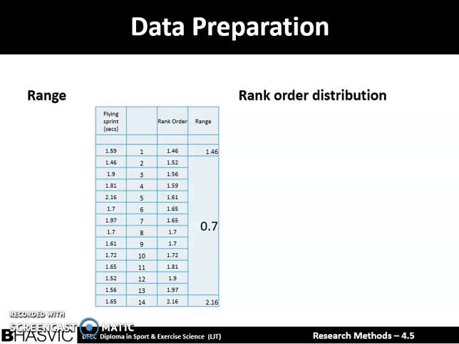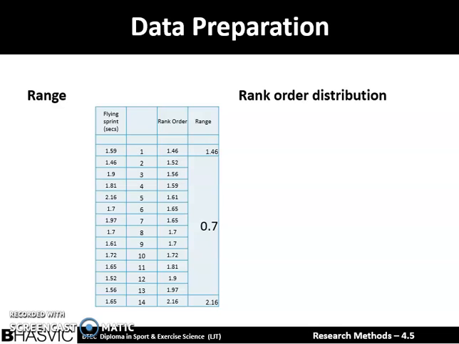According to Adams et al. 2010, range is the distance in numerical value from the highest to lowest value collected, and you calculate the range by subtracting the lowest value from the highest value. So for example, in my data, the highest value is 2.16, the lowest value is 1.46. So therefore the difference between them is 0.7.